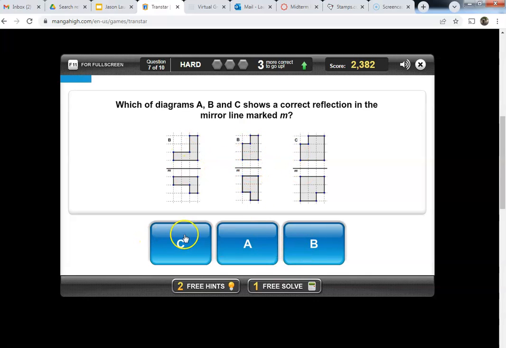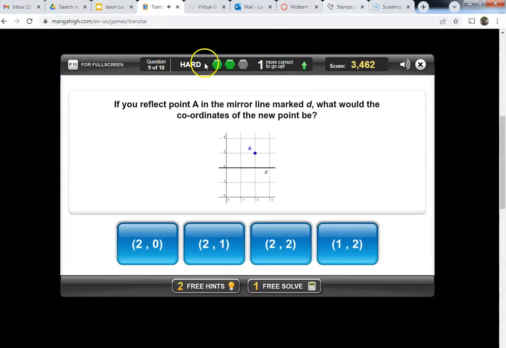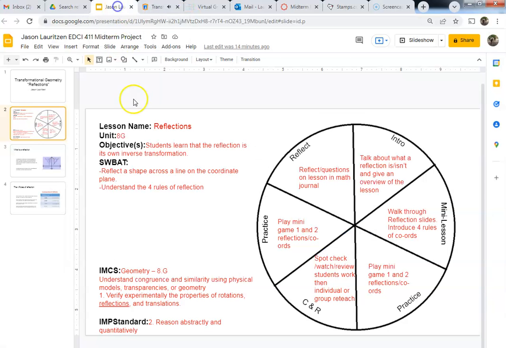They're trying to mess us up here. This is a poorly designed game. We've got B, that one shows a B. Sorry, I didn't design the game. We're just using it. Which line is the mirror line for this reflection? Well, it's Q. Once again, using P's and Q's. These are kind of a poorly designed game. I'm sorry. But let's go ahead and go back to our lesson here.